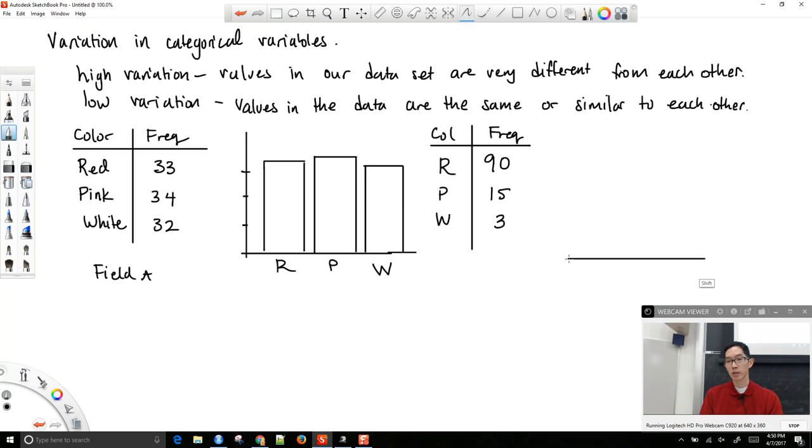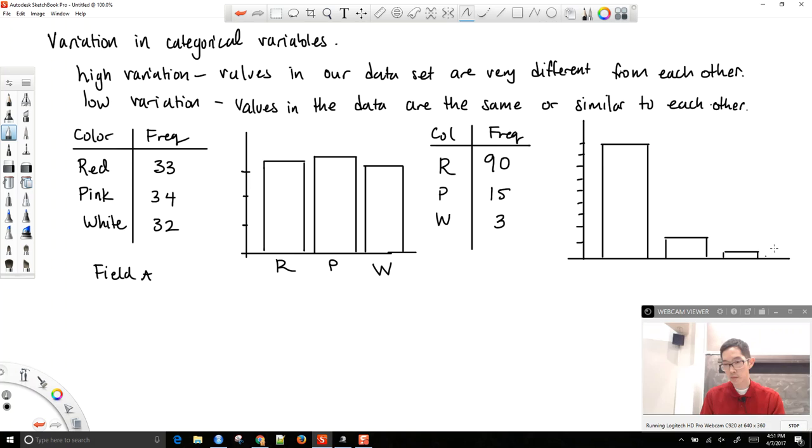Over here we've got red. I don't know why I'm saying this. None of my buttons work anymore.